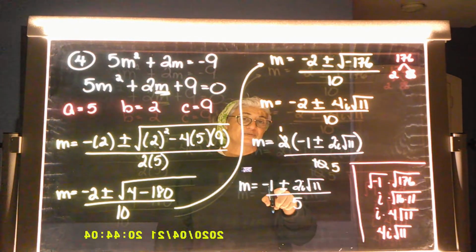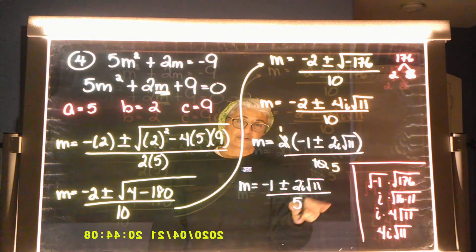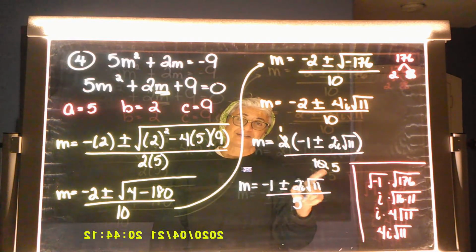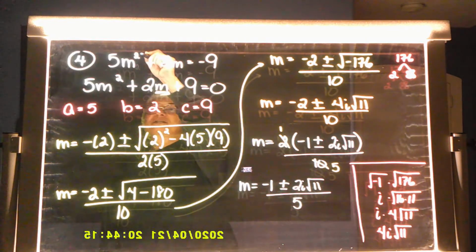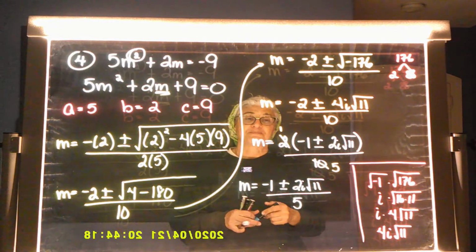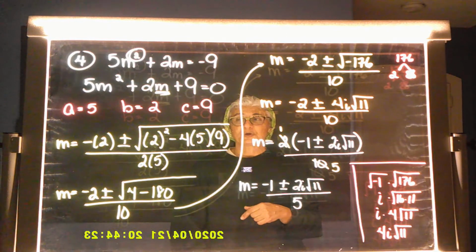And I still have two answers here, don't I? Because I have negative 1 plus this over 5, and then negative 1 minus this all over 5. I still have two answers. I was supposed to get two answers because that's what that tells me. You with me? Okay, so this one was actually a really good problem.